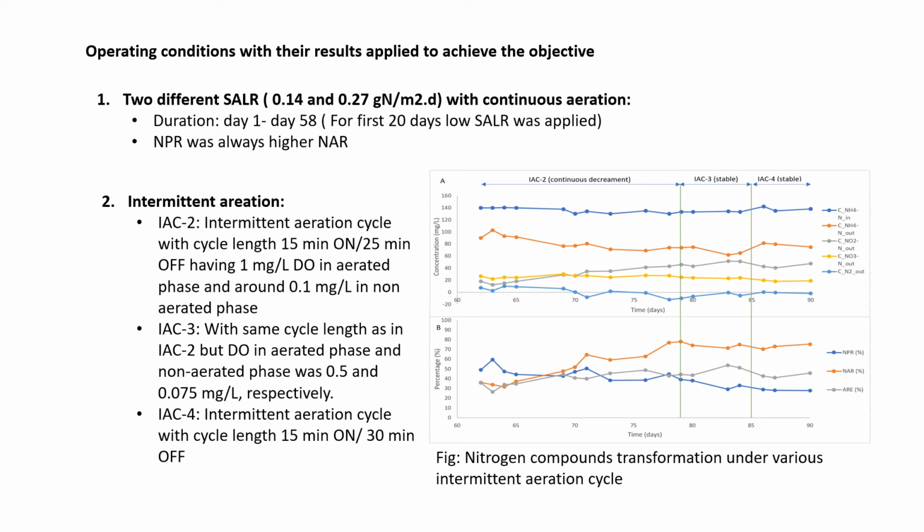Then the aeration strategy was changed to intermittent aeration, and two different intermittent aeration cycles were applied, ISC2 and ISC4. Close to complete partial nitration was observed when ISC2 stabilized at ISC3. The value of NAR was higher than 70% and NPR was less than 30%. Since there was still some NOB after imposition of ISC2, another intermittent aeration cycle, ISC4, was applied, which resulted in a slight decrement of NPR and ARE, but NAR was the same. This means more suppression of NOB.